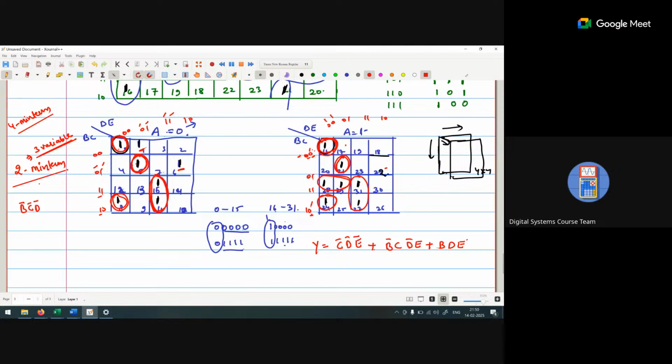So I can write an equation for this one. Now here A value is also constant. For this term, A value is also constant. So what is the value of A? A is 1. What is the value of B? 1. C 1. And what is the value of D? 0. So A, B, C, D bar. Clear? Any doubt? Yes, any doubt? No, sir.